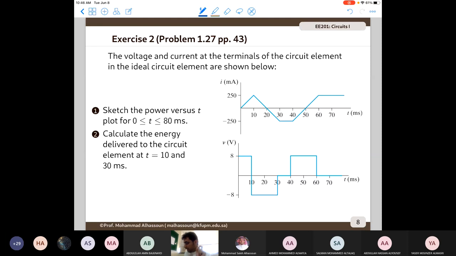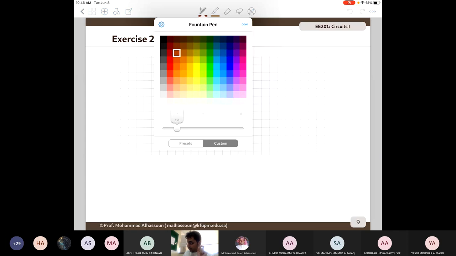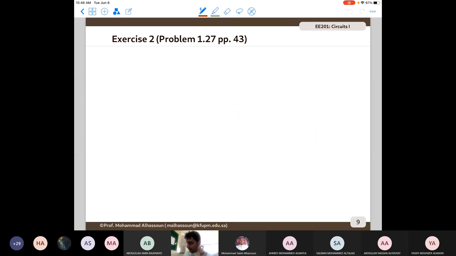Who can help me with actually generating the plots? So let's do it from t. Okay, no, nobody wants to participate.